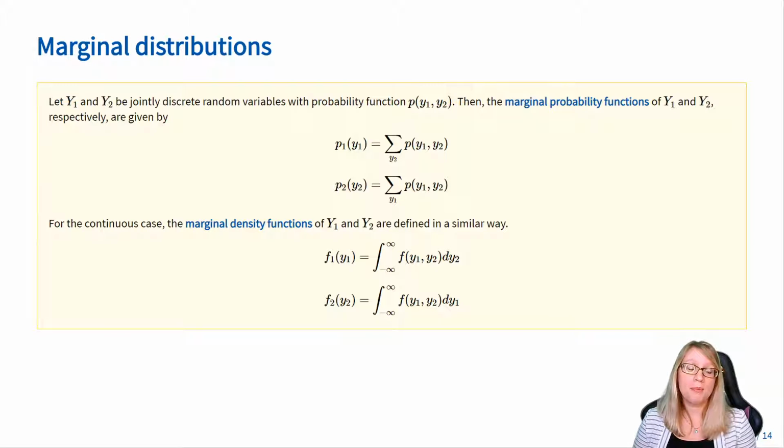So for example, if we'd like to find the distribution of y1 alone, we can do that by taking the joint distribution and integrating out or summing out the variable we're not interested in, say y2. Similarly, in order to find the marginal distribution of y2, we'll integrate out y1. So we'll just integrate over the variable that we're not interested in.